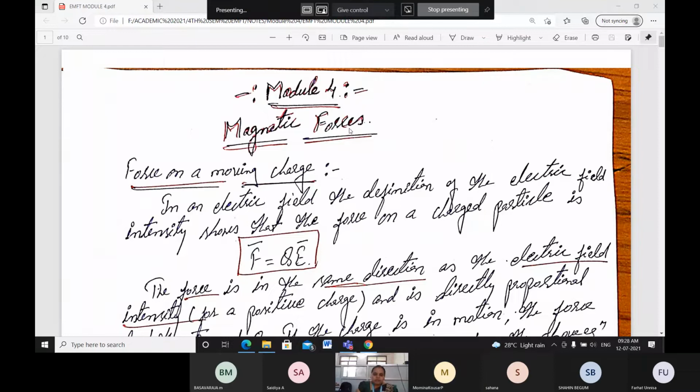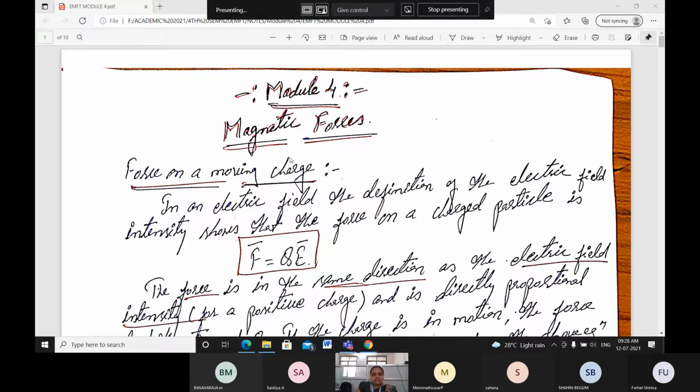Our module 4 has the first part on magnetic force. In the previous first and second modules, we learnt about work done and electric field intensity. In terms of electric fields, we know what the force is and how it is exhibited. But in terms of a magnetic field, what the equation and the force are, and which factors it depends on, we will learn in module 4.